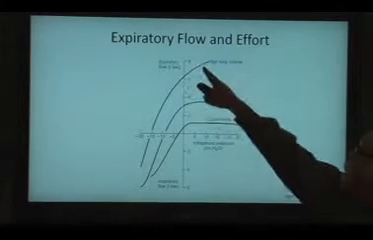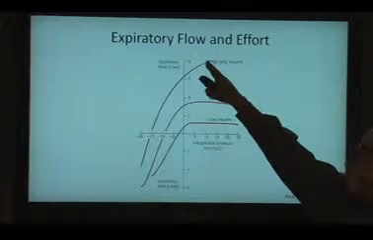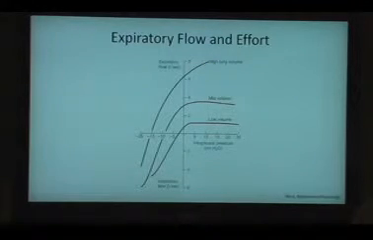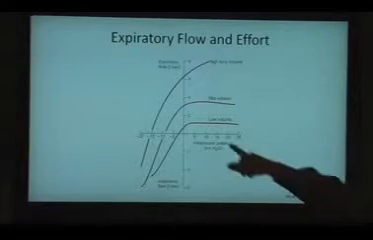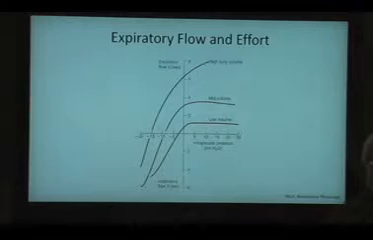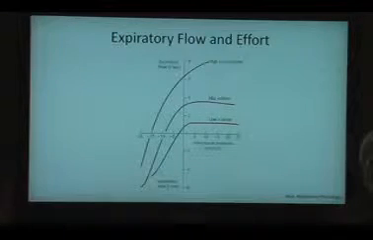And at a very high lung volume, you can't really reach the plateau because you can't push that hard at a high lung volume. So why is that? Why is there this expiratory flow limitation? Why is it that the harder you push, no more flow comes out of the lungs?